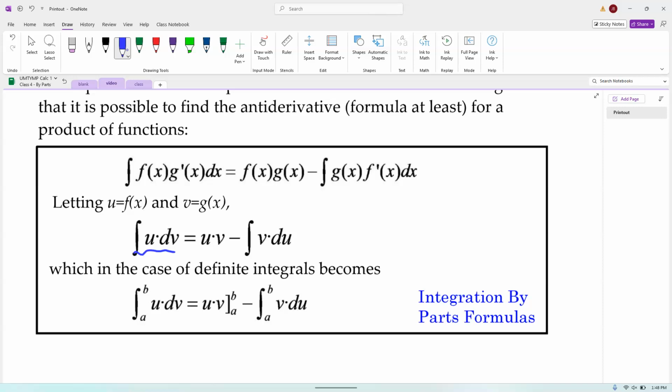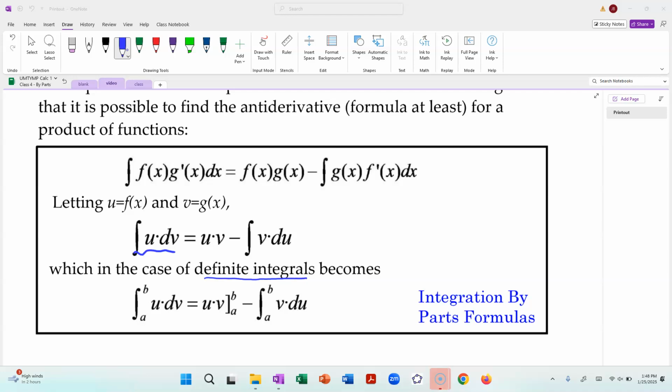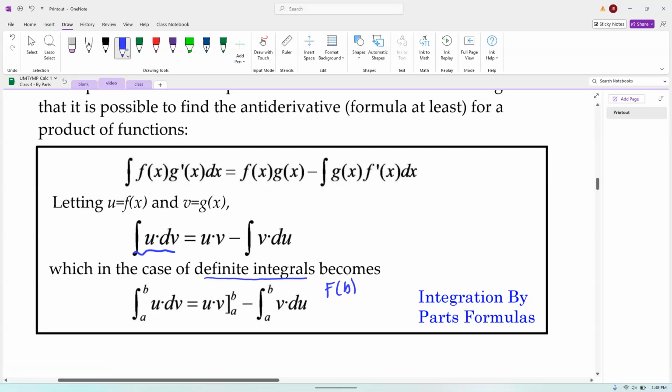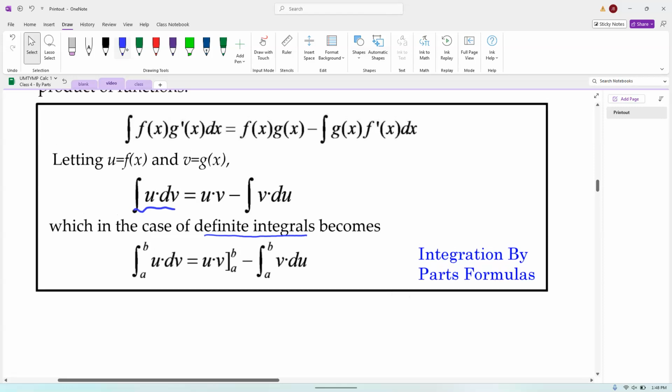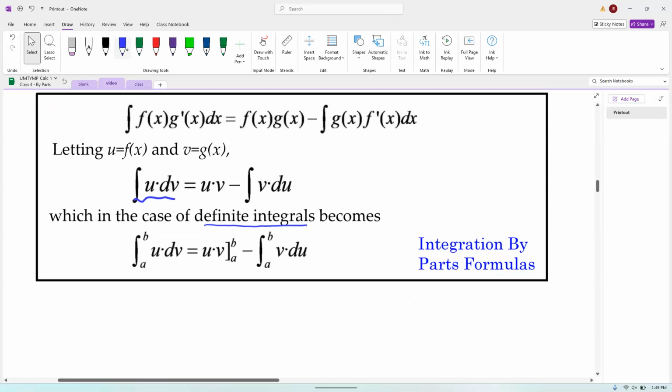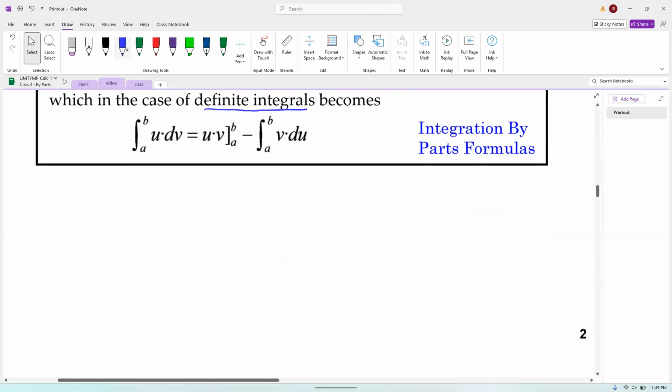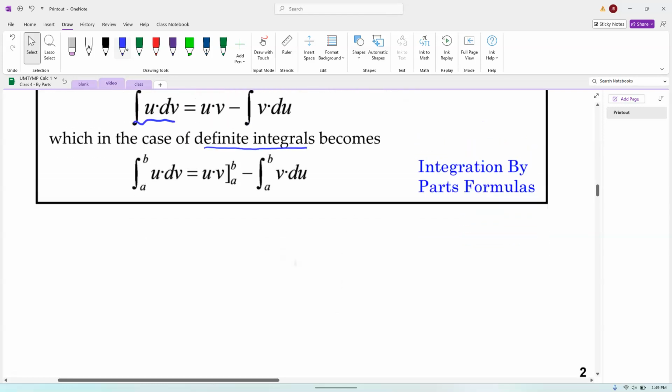Okay, and then just a note, if we have definite integrals, if we have bounds, we need to evaluate these expressions at a and b. Okay, and it would be very much like what we saw before. It would be big F of b minus big F of a. And so then the question becomes, what is u and what is v? Much like u substitution, we might have to try a few things. But in general, there is a process in which we can select our u and v.